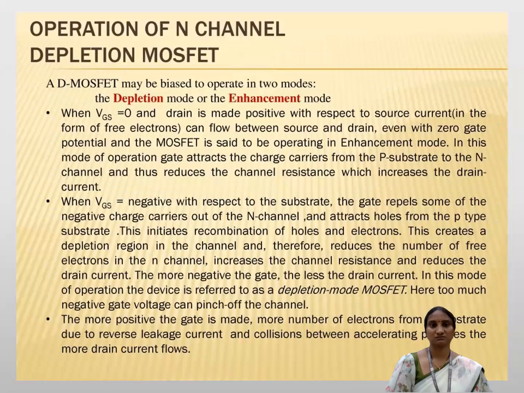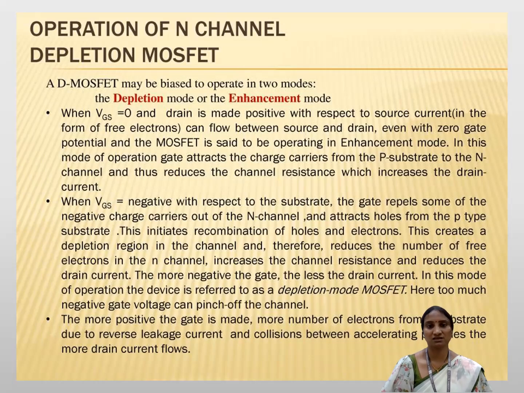Coming to the operation. When VGS is zero and the drain to source voltage is made positive, what happens? The electrons can flow between the source and drain even with zero bias. In this mode of operation, the gate terminal attracts the charge carriers from the p-type substrate to the N channel and reduces the channel resistance, which increases the drain current.